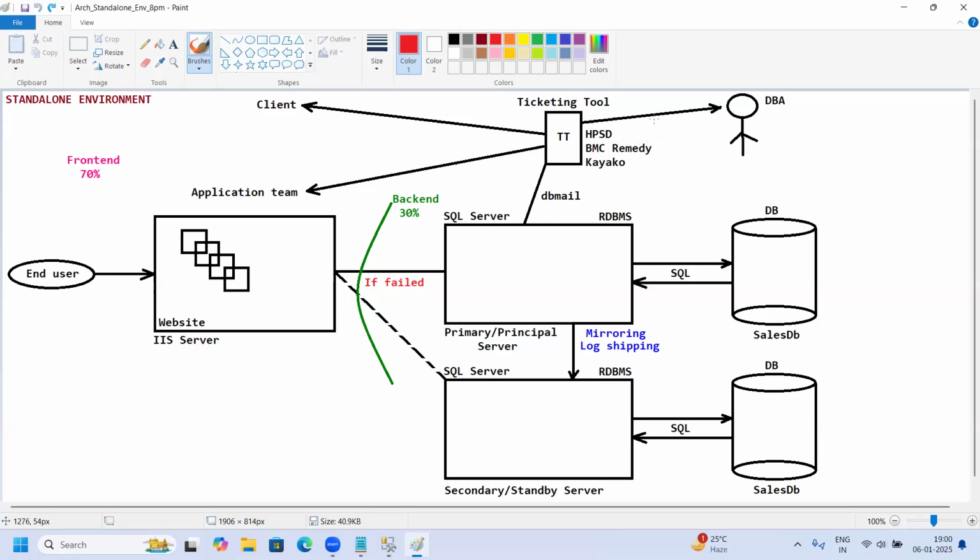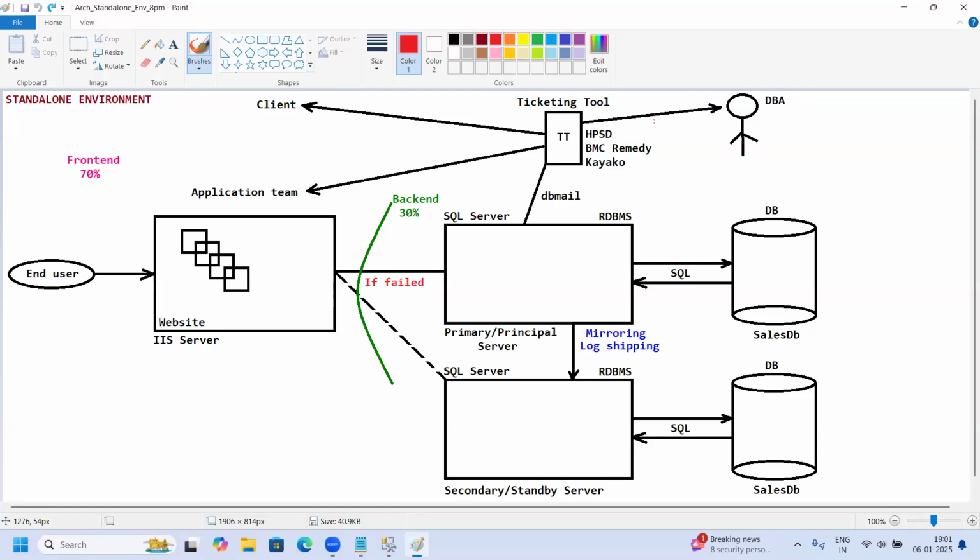There are a lot of ticketing tools, I just gave you some examples. There is one ticketing tool called HPSD. There is one ticketing tool called BMC Remedy. There is one ticketing tool called Kayako. Using these ticketing tools, DB mail will be sent to the DBA, to the client, to the application team.